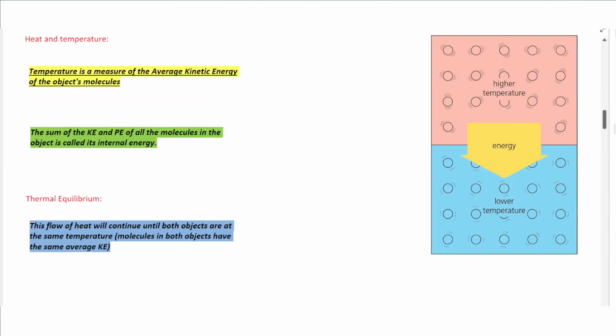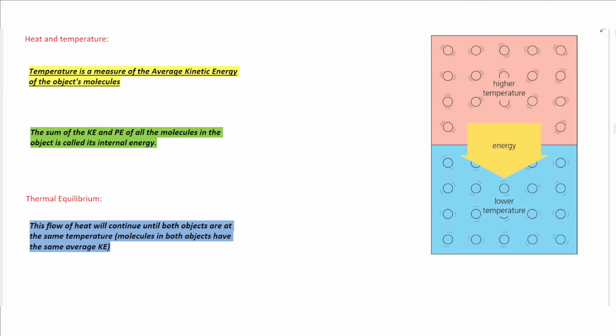Now we go to the definition of temperature and internal energy or heat energy. The temperature is a measure of, or proportional to, the average kinetic energy of molecules. Average means the energy of one molecule. One of the molecules has energy. The average energy represents the temperature. So the faster the molecules move, the higher the temperature.